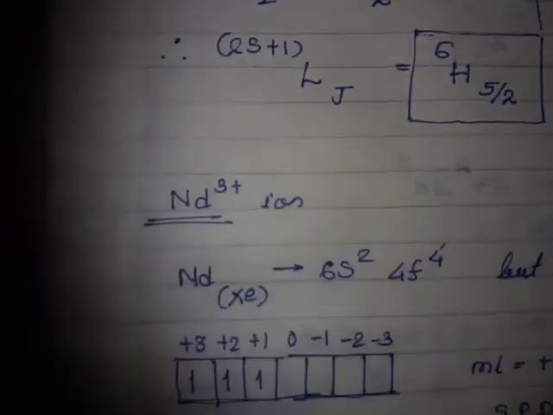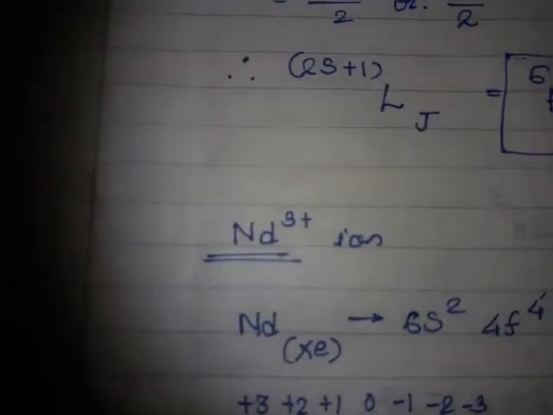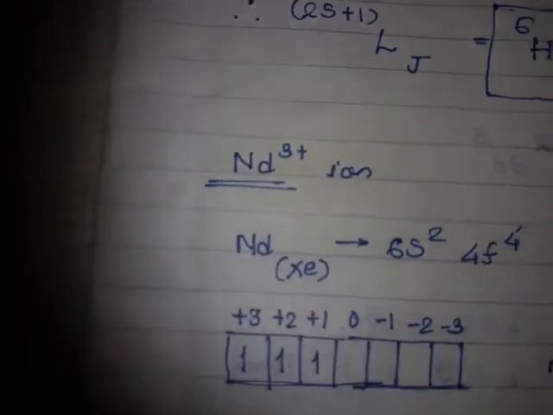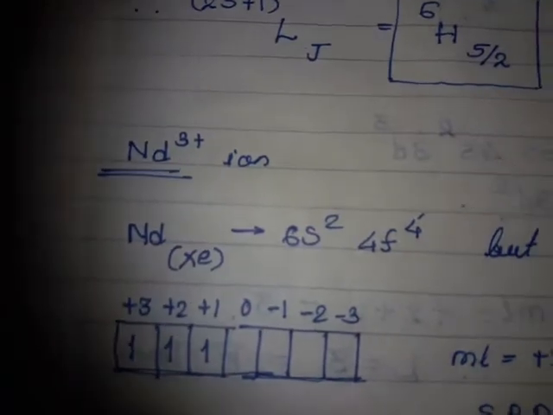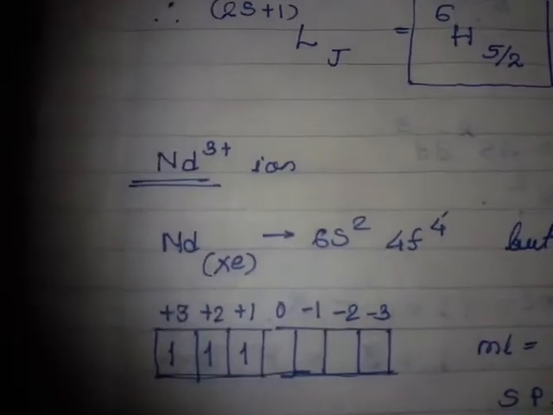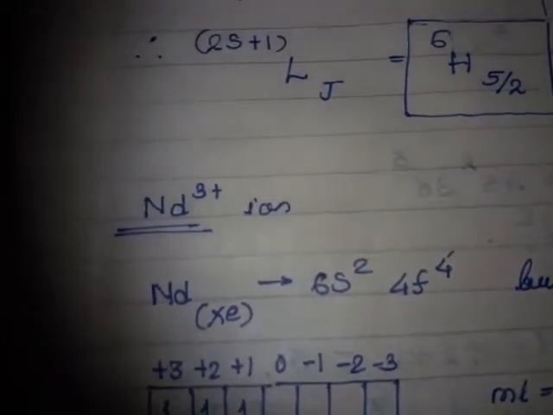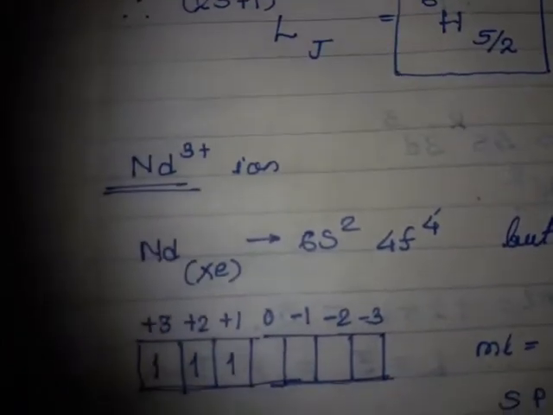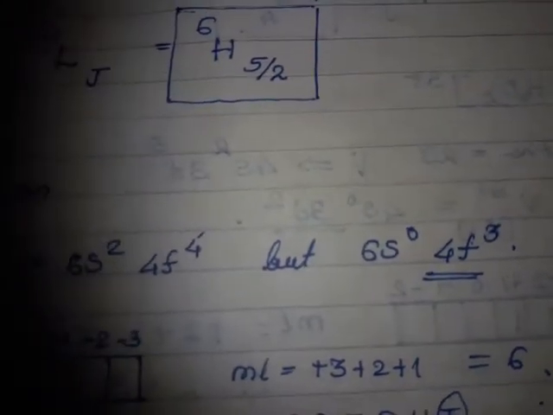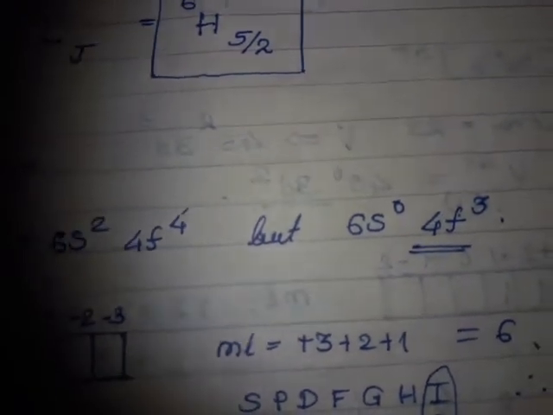Now, next problem: the neodymium 3+ ion. What is the atomic number or electronic configuration of neodymium? The electronic configuration of neodymium is 6s2 4f4. But when neodymium is in the +3 oxidation state, the electronic configuration is 6s0 4f3. So there are 3 electrons in the f orbital.